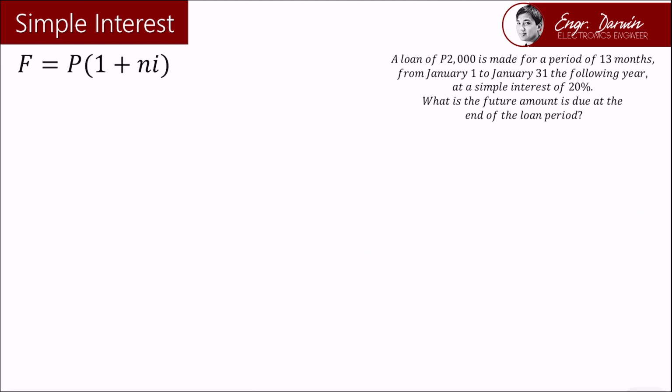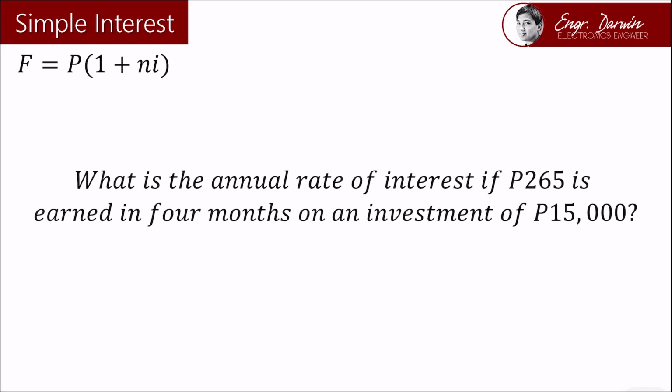Let's have a last problem before we end this video, and hopefully you learn something from this at the start of our series about engineering economy. So the problem is, what is the annual rate of interest? So we are looking for the interest rate, which is letter i. If 265 peso is earned for 4 months on an investment of 15,000 peso.